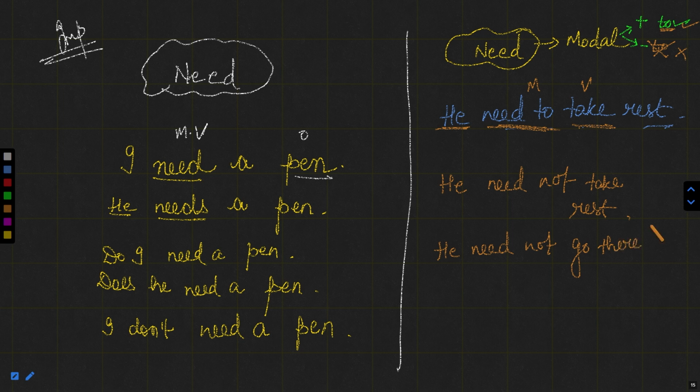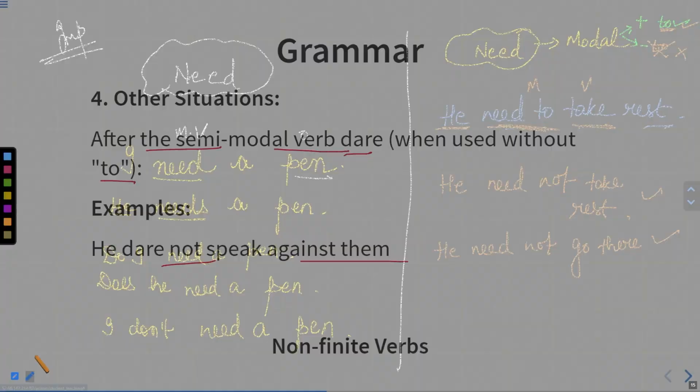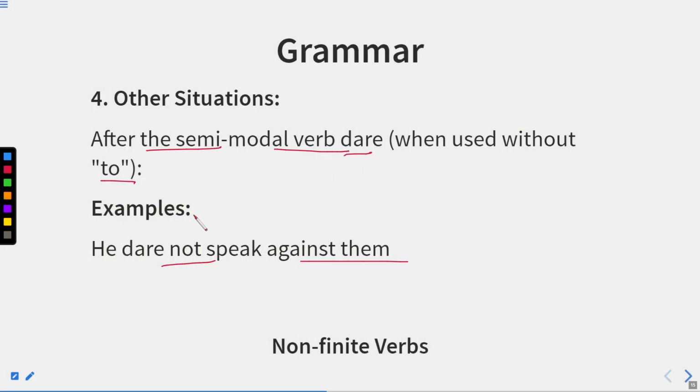If the sentence is positive and need is behaving like a modal, we will use to. And if it is a negative sentence and the word need is behaving like a modal, we will not add to at all. Now this is the major and the most important part about need. Now one more part is about dare that we will discuss later on. But here, if we use need as a modal, we'll add to only if the statement is positive, and if the statement is negative, we will not add to.